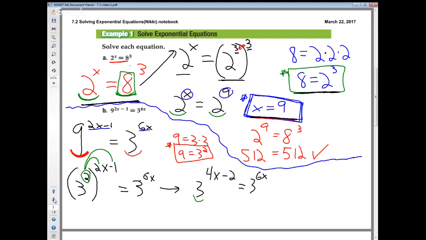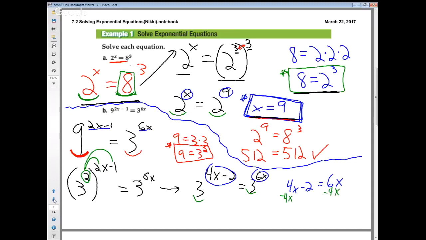And look at that. Our bases are now the same. So go ahead and just set those exponents equal, and let's solve for our x value. So our first exponent is 4x minus 2, and we're going to set that equal to 6x. And then here we just have a regular equation that we need to solve for x. There's more than one way you can do it. You can minus the 4x over or minus the 6x over. But in this example, I'm going to subtract the smaller one from both sides.